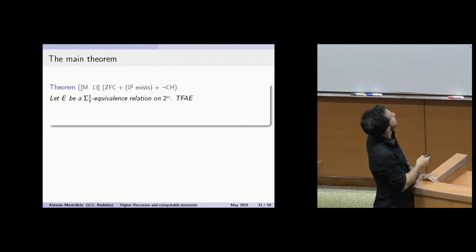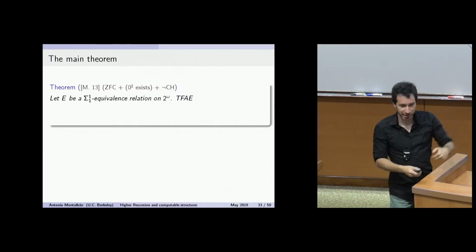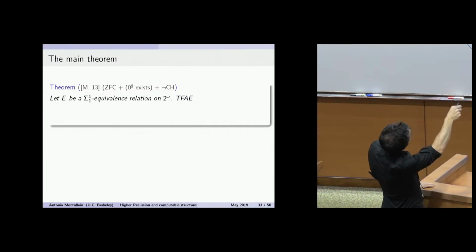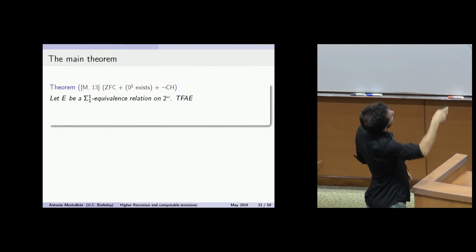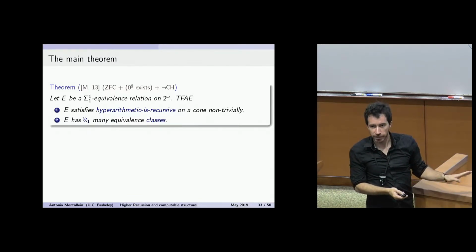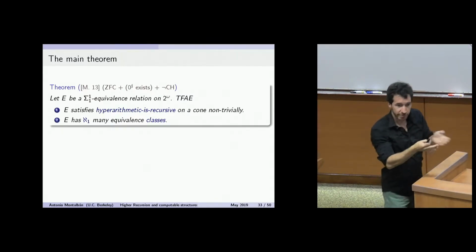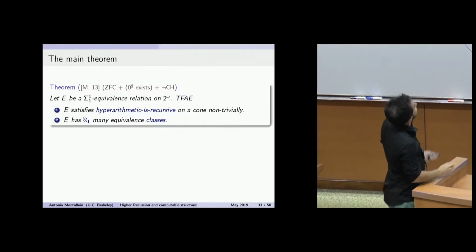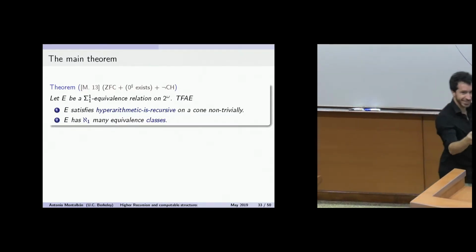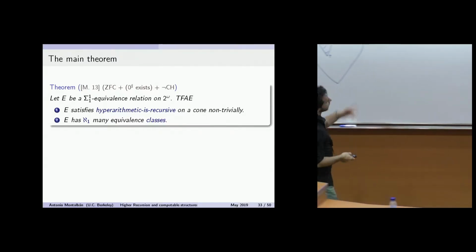Here is the main theorem from the talk where I copied the slides from. It's not the main theorem for this talk. So what's the answer? For a Sigma 1 equivalence relation, the following are equivalent: it satisfies hyperarithmetic is recursive if and only if it has at most Aleph-1 many equivalence classes. At the end the solution was quite simple, at least simple to state and nice. And it was right there, because all those examples have Aleph-1 many equivalence classes. Okay, that's what they have in common.